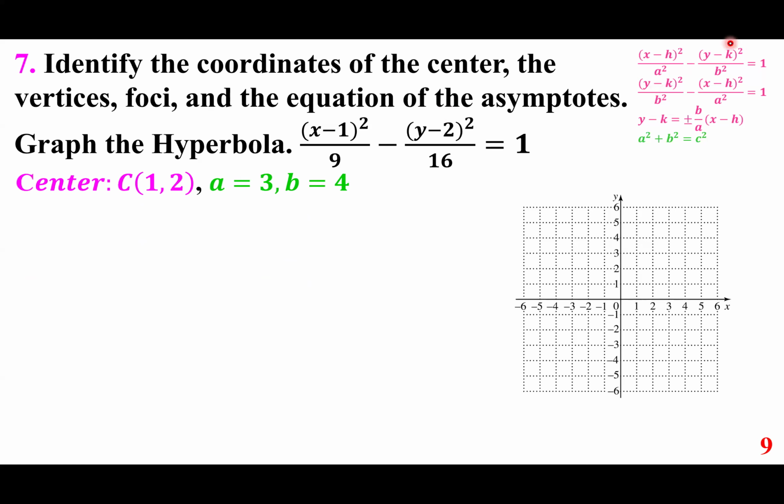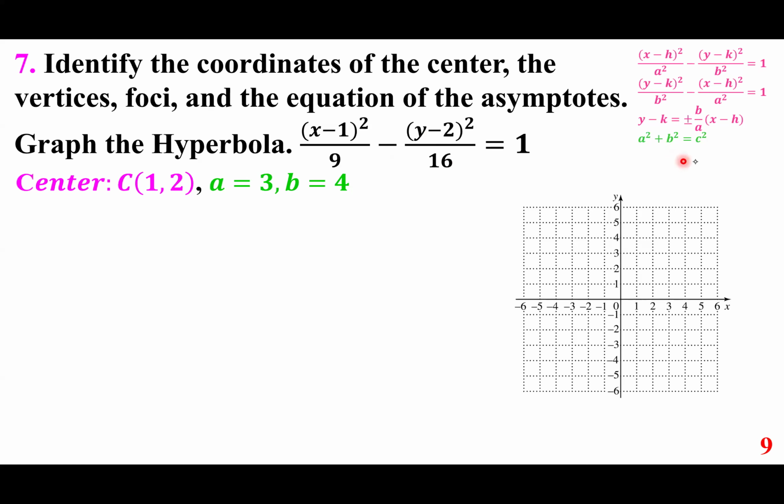Oh, by the one of these two. And what matters is because 16 is larger, that means the denominator of y squared in essence is y minus 2 quantity squared. Okay. It doesn't make any difference. The formula for the asymptotes, I'll explain that in a moment. It's slightly different than what we have seen. And a squared plus b squared equals c squared doesn't change.